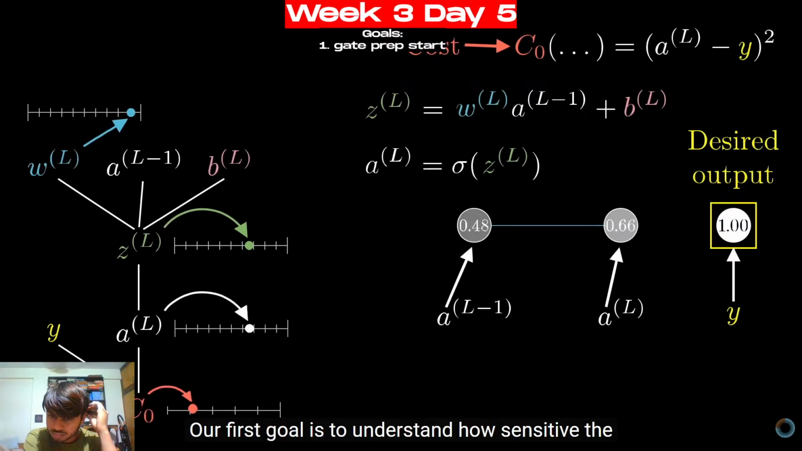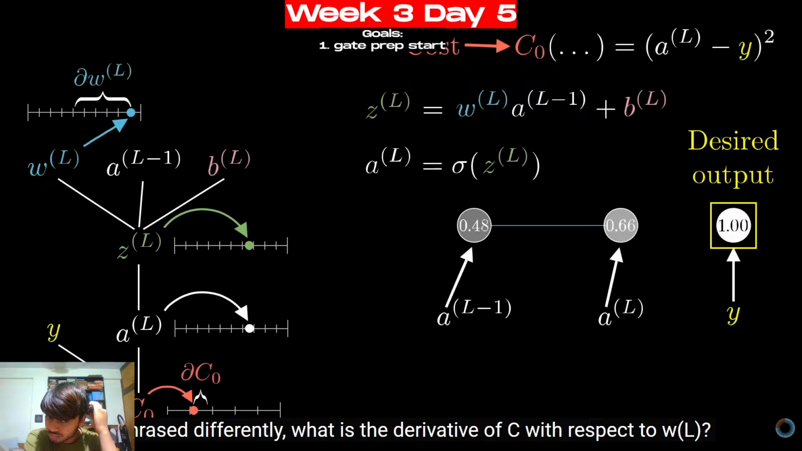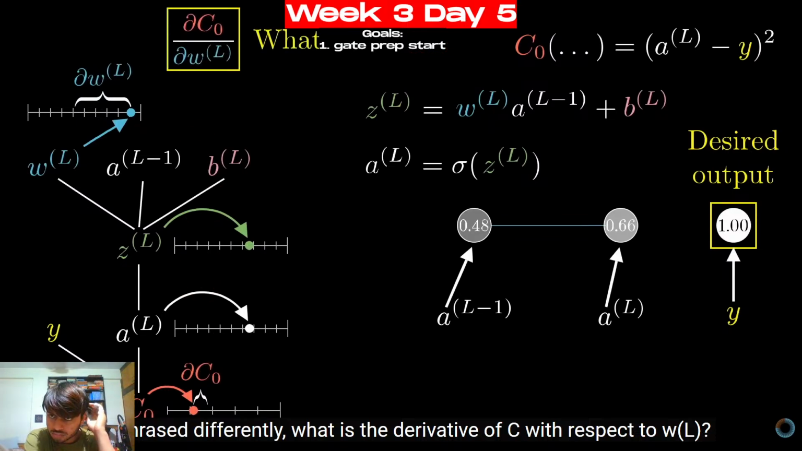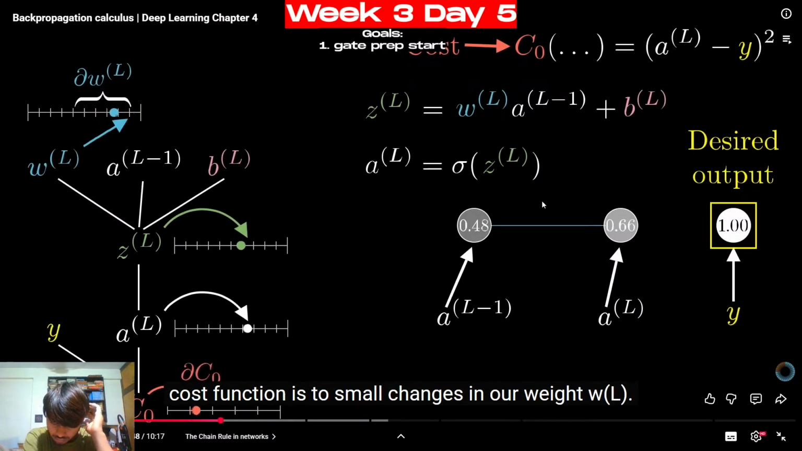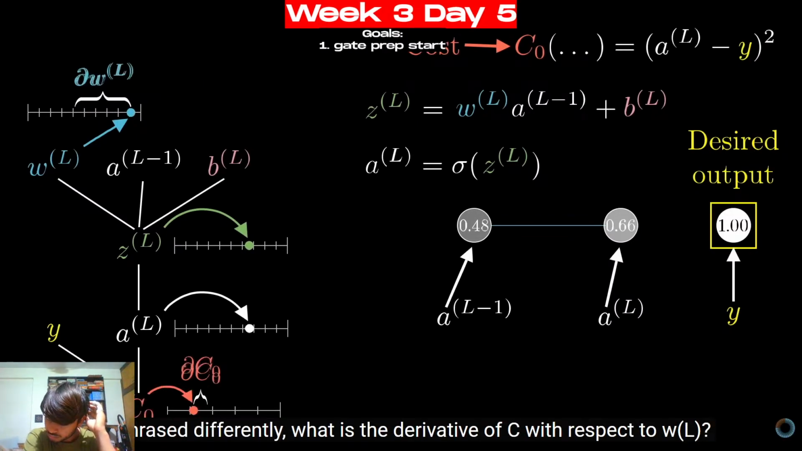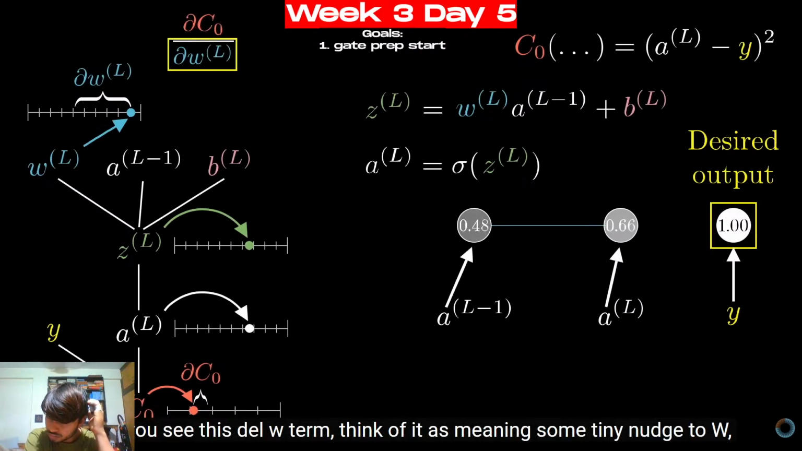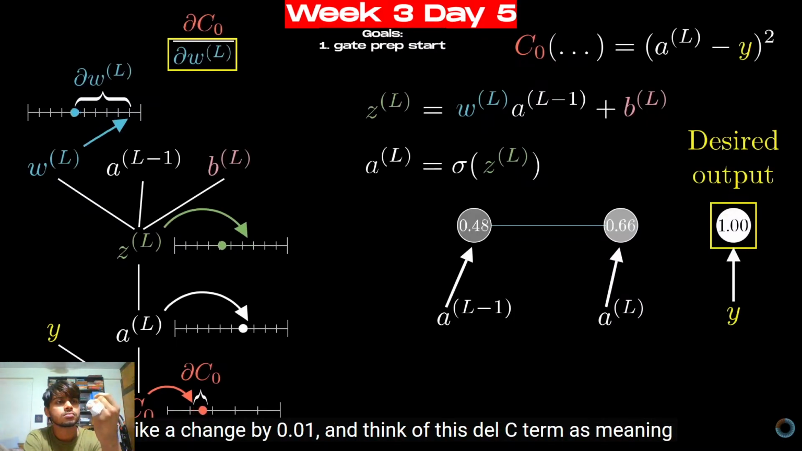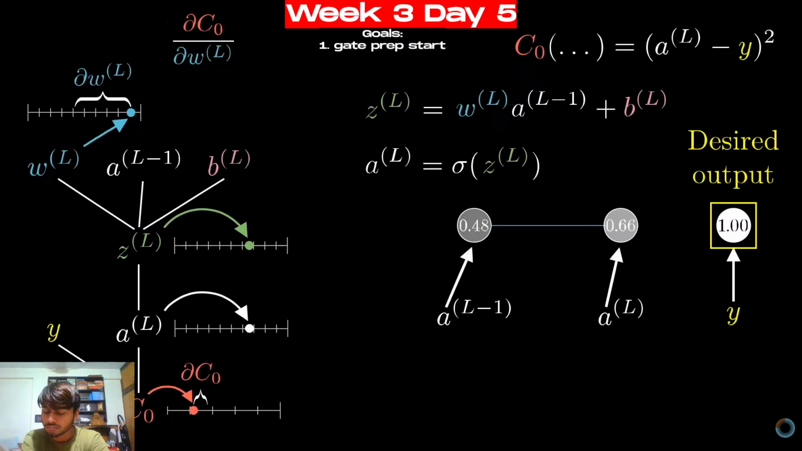Our first goal is to understand how sensitive the cost function is to small changes in our weight, WL. Or phrased differently, what is the derivative of C with respect to WL? When you see this del W term, think of it as meaning some tiny nudge to W, like a change by 0.01. And think of this del C term as meaning whatever the resulting nudge to the cost is. What we want is their ratio.